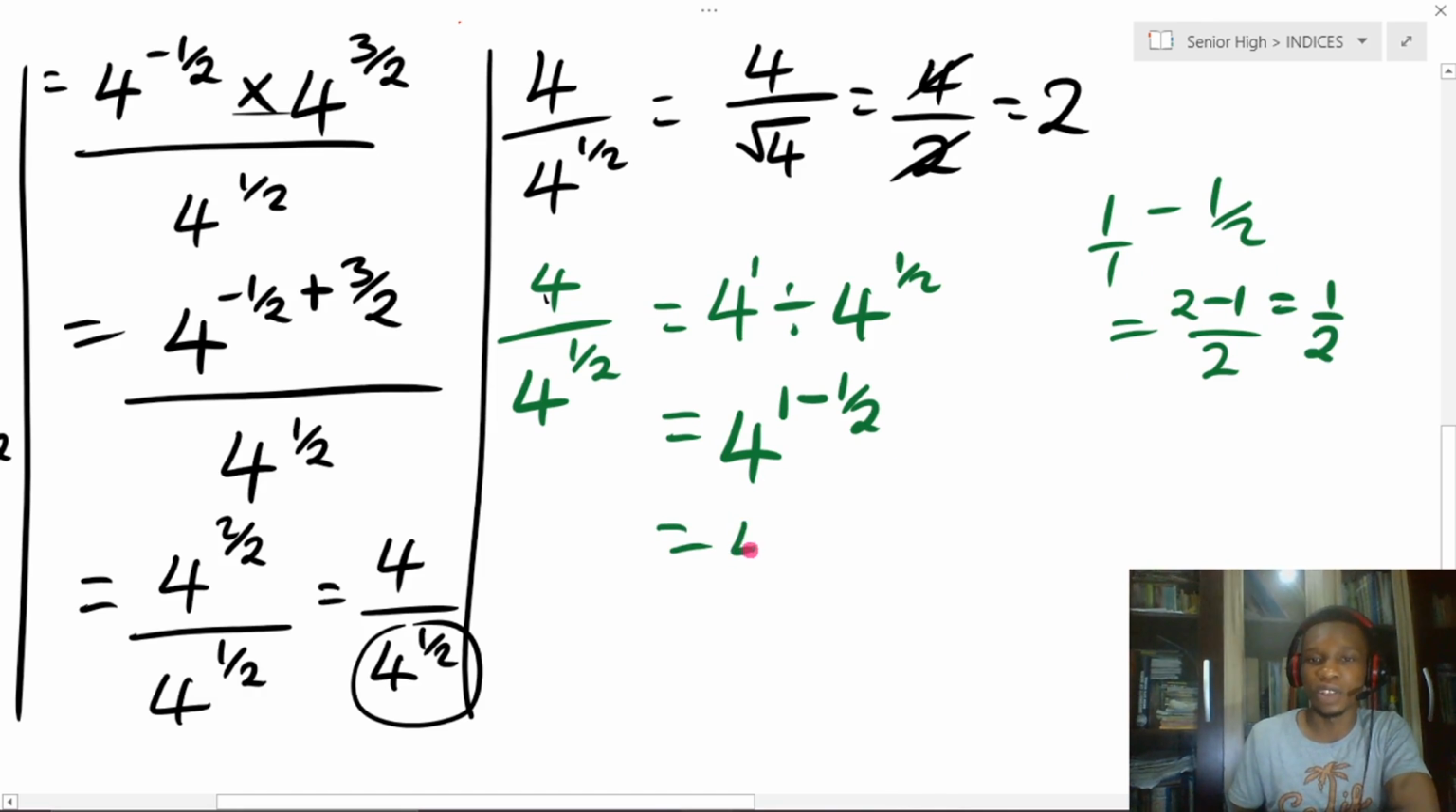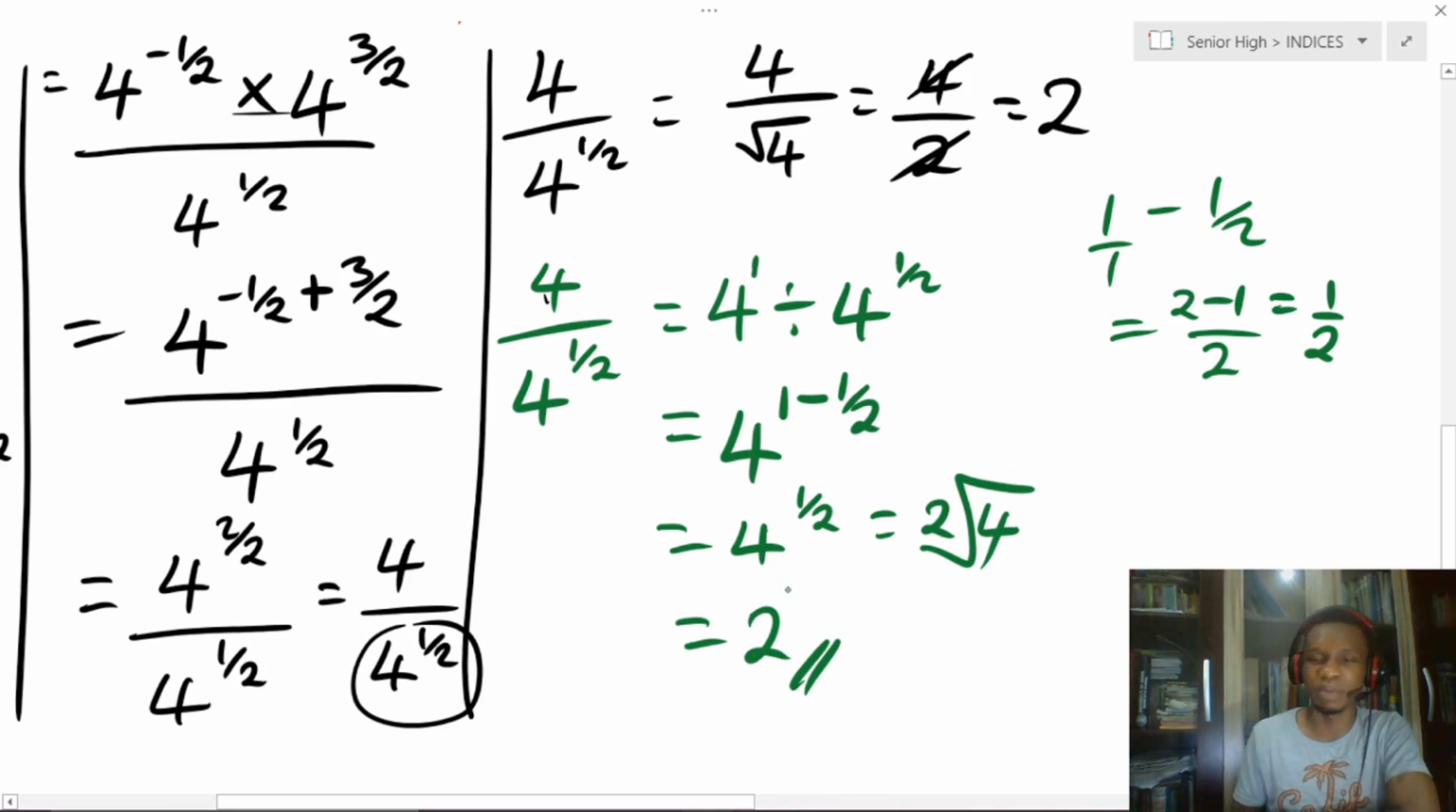So therefore this is what? 4 raised to the power what? 1 over 2. And we can say we are done, but we can still go on further to use the fractional index law, and that will be what? Square root of 4, and that will give us what? 2. And we've gotten the same answer we got here. So you see, the same value.